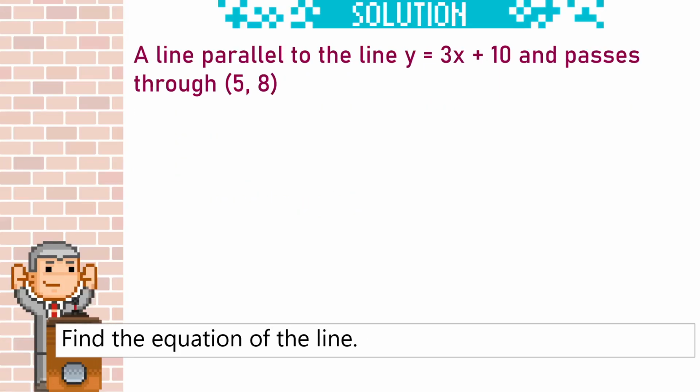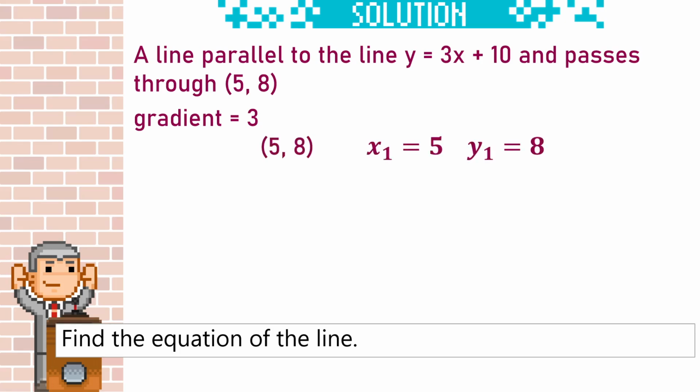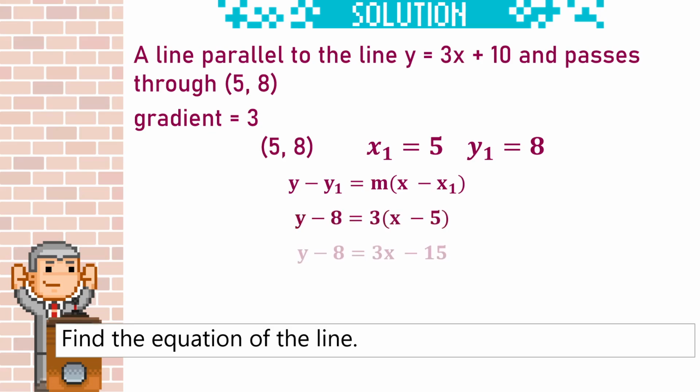We're told that the line is parallel to the line y equals 3x plus 10, so we know that the gradient must be the same, which will be 3. We're given our x1 and y1 coordinate from the question, and so we can substitute these three things into our line equation. Expand the bracket, add 8 both sides, and the equation of our line will be y equals 3x minus 7.